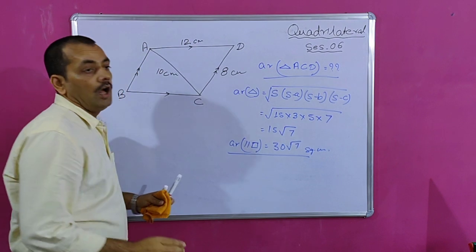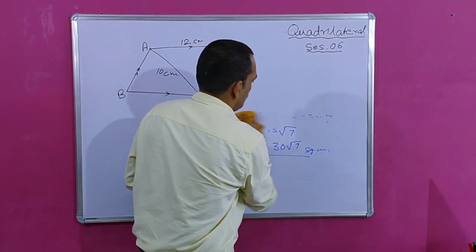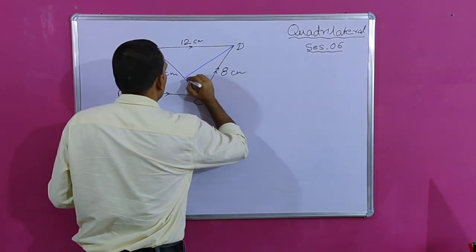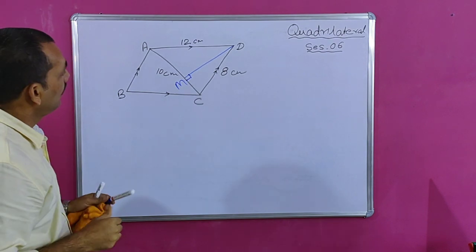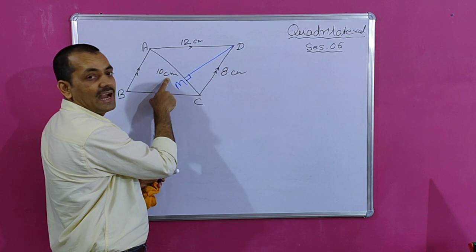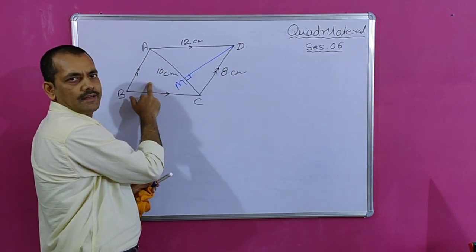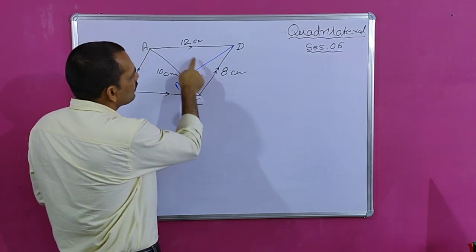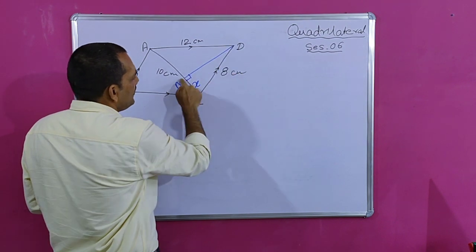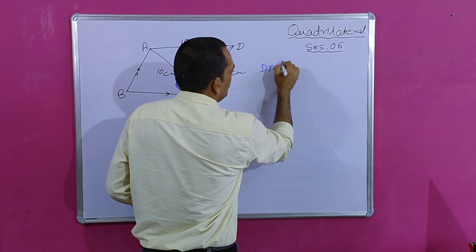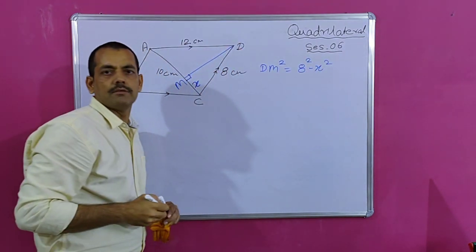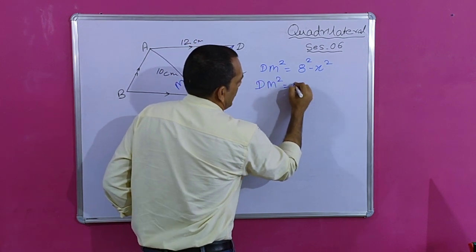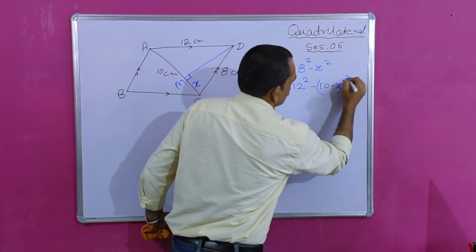A very simple way. Now come to the second possibility. In the second possibility, let's draw a perpendicular from D on AC at point M. We are trying to find the value of the perpendicular. Perpendicular multiplied by base divided by 2 will be the area of this triangle. Let MC be x. So we got two right angle triangles where DM is common. From Pythagoras theorem, DM square equals 8 square minus x square. Similarly, for the other triangle, DM square equals 12 square minus (10 minus x) whole square.